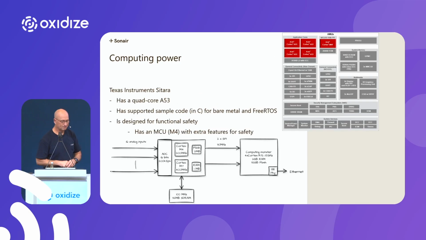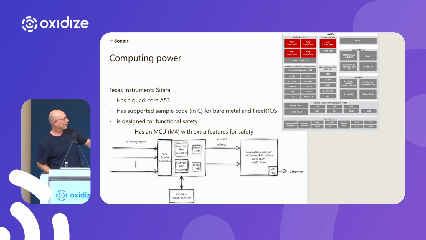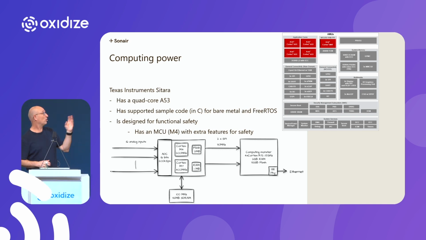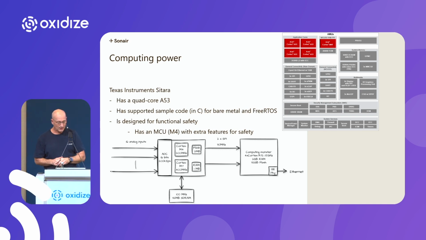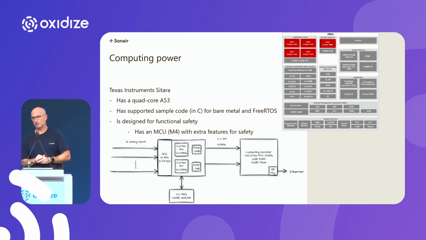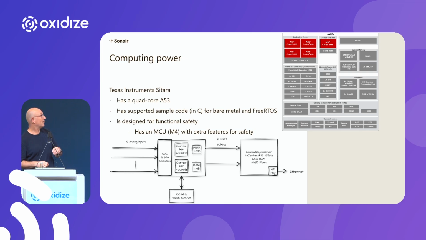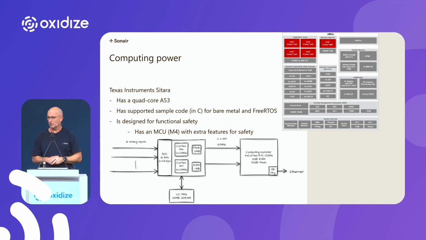So we went hunting, and then we found this beast. Yeah. This is actually a snip from the Confluence page where we did our benchmarks, and you see we call it Computing Monster. That's what we called it. It has a quad-core A53. No Rust support, but it does have bare metal support, and it is designed for functional safety. And it has an MCU, an M4 up there in the center, that has lots of extra features for safety. So this looked like a good fit.